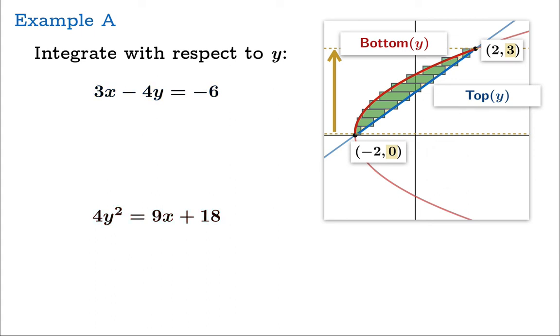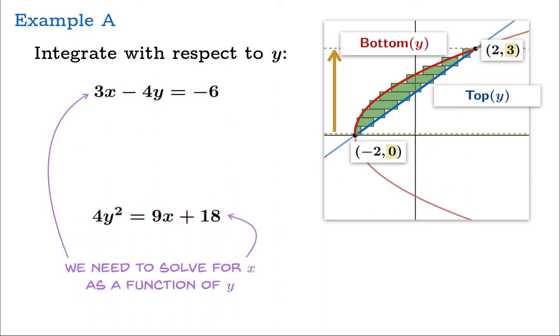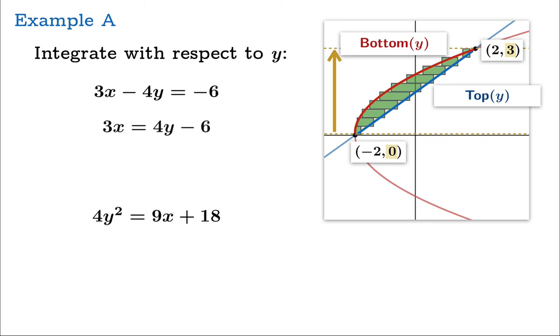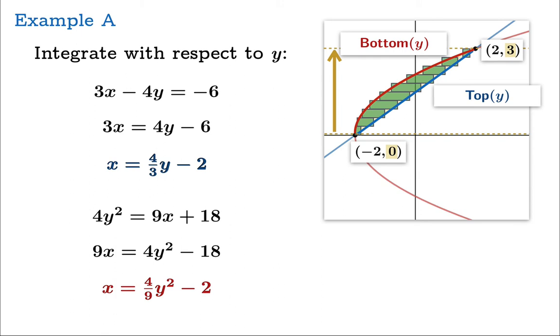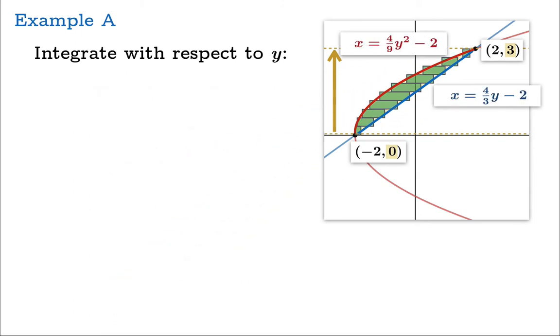Now our integration variable is y, and so we're going to need to solve these for x as a function of y. The linear case is not so hard: x equals 4/3 y minus 2. And then for the quadratic piece, that's not so hard either: x equals 4/9 y squared minus 2. So these are our expressions of the top function and the bottom function as a function of y.